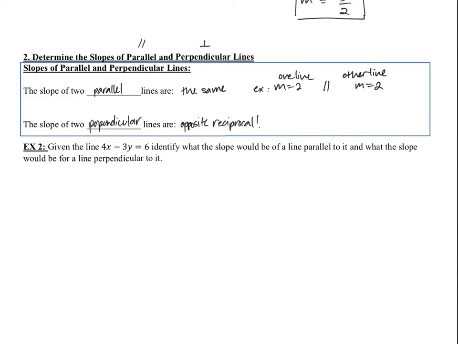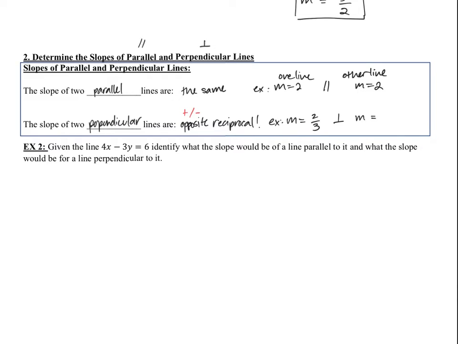So, if, for example, the one line had m equals 2 over 3, positive 2 over 3 is the slope, the other line that's perpendicular to this will have a slope that's the, let's see, what's the opposite? Opposite is talking about plus or minus. Okay, so this was positive, which means our new one is going to be a negative.